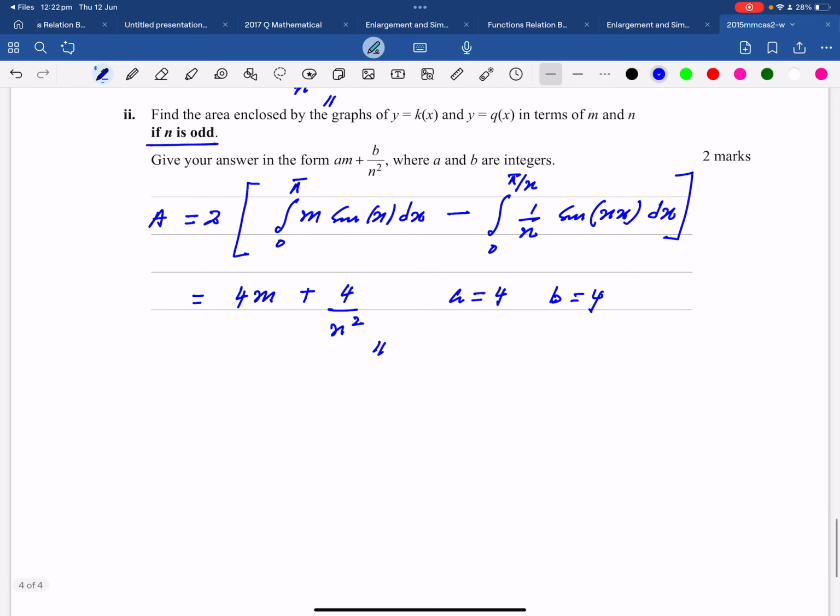So this CAS part is not a big deal, but this construction is important. Construction is important.